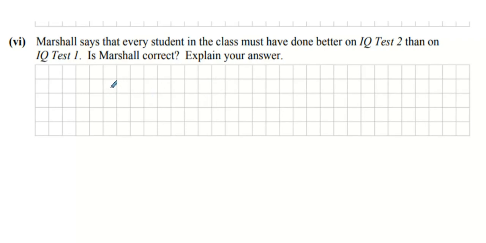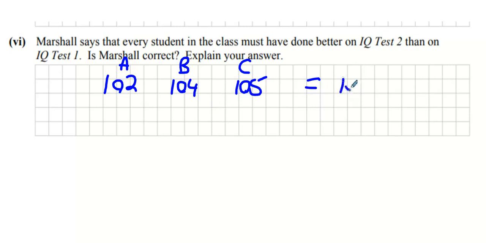I'll give an example. You can just write down this example here. Imagine this. 102, student A, student B, 104, and student C, for argument's sake, 105. What's the average of those three results? Just add them together and average them. Divided by 3 then. So the average would be 103 points.